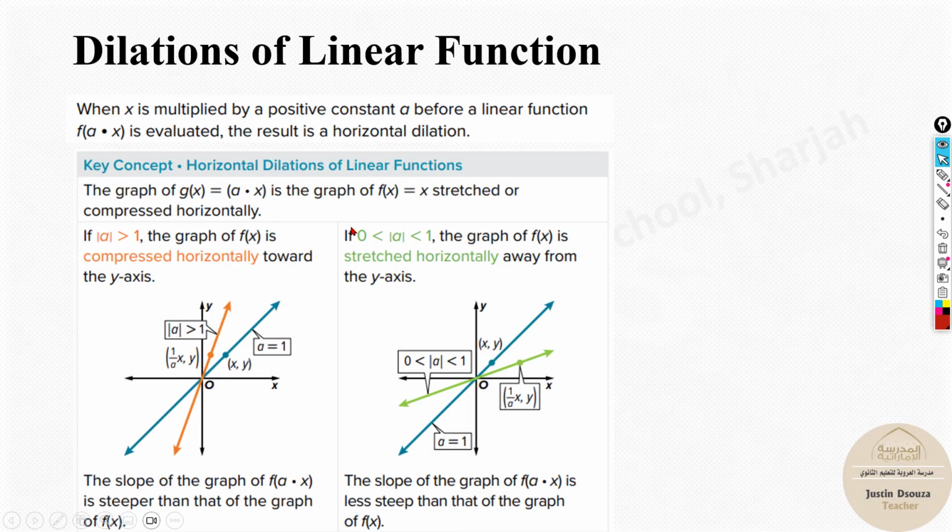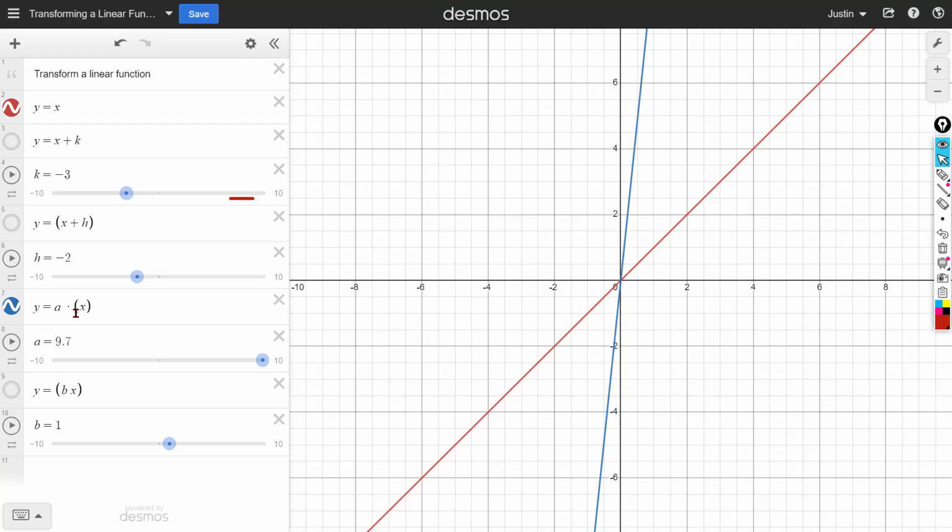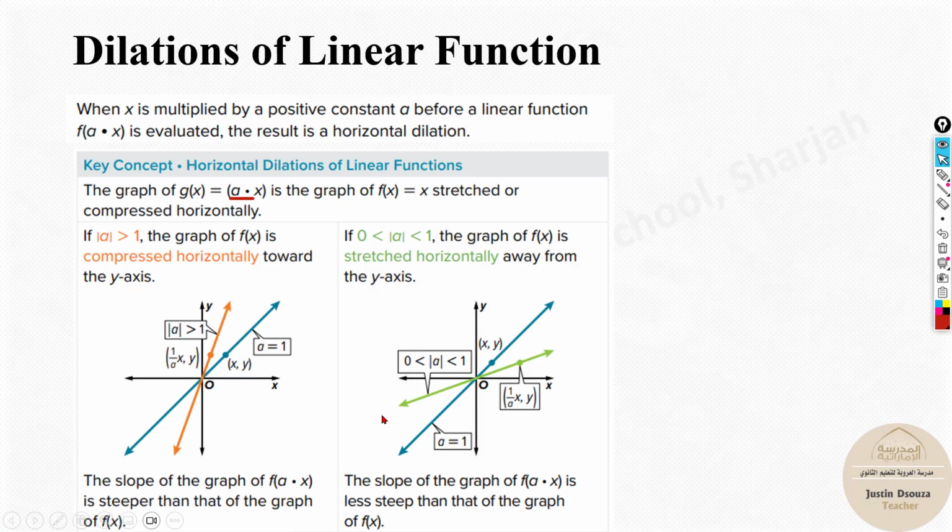About the horizontal dilation, it's a similar thing, but when the value is bigger and you're multiplying inside, the brackets are there, that's the only difference over here. We'll directly see it in Desmos. I have this part over here. If I have more than 1, again it will be horizontal. Now here it's horizontally compressed.